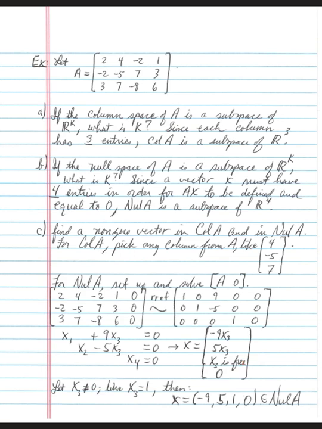x3 is free, so I'm going to pick something other than 0, because if x3 is 0, then you just have the trivial solution of a column of zeros, the 0 vector. I'm going to just randomly pick 1, and that's what I did here. Negative 9 times 1. I wrote it as a row because I ran out of paper, and I didn't want to have to switch to another slide. You can write them this way too. But anyway, if x3 is 1, you have negative 9, 5, 1, and 0. That vector is in the null space of A.